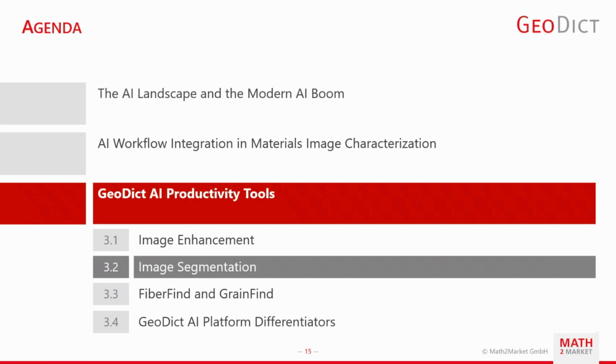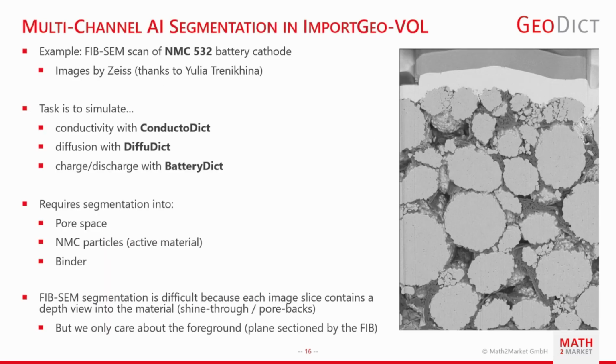Now, the second topic I'll talk about has been very important to me for a long time. Image segmentation used to be the bottleneck in all scientific imaging workflows that I ever confronted. Now, what we're looking at right now are some FIB-SEM images shared by Yulia Trinikima at Zeiss, where we're looking at FIB-SEM images of a battery material, where we're looking at cathode particles and pore space and binder. And we want to be able to take this image and label it into its constituent parts so that we can then do material property prediction, so we can understand conductivity, diffusion, the charge-discharge cycle, and fully characterize the sample.